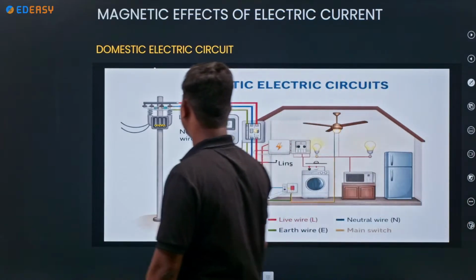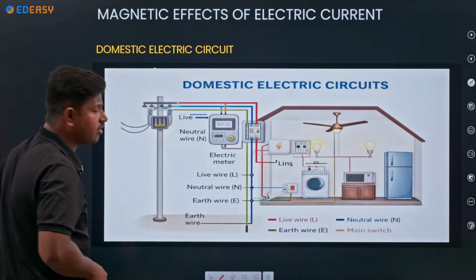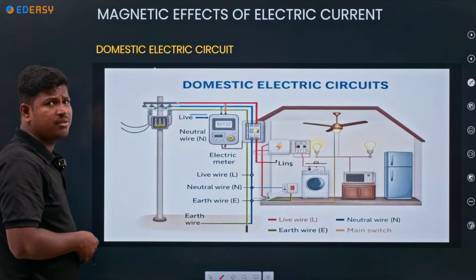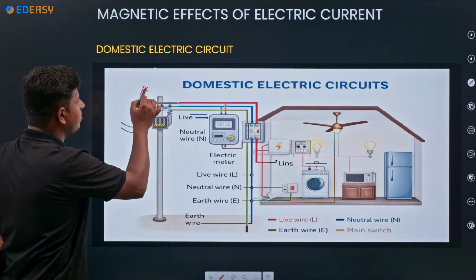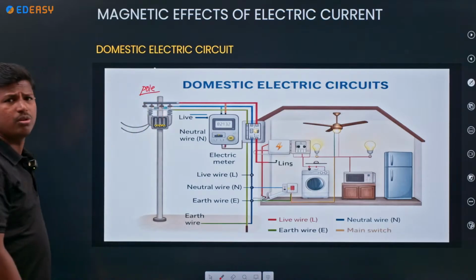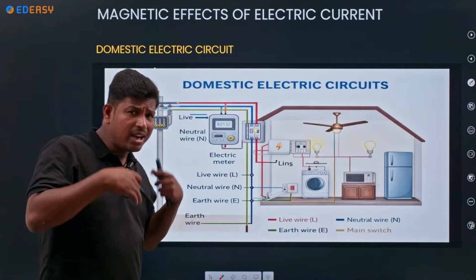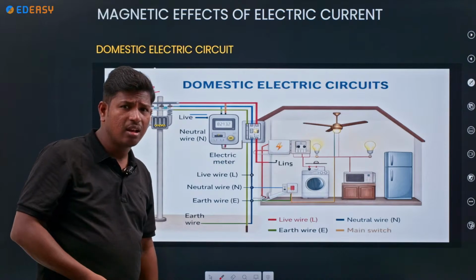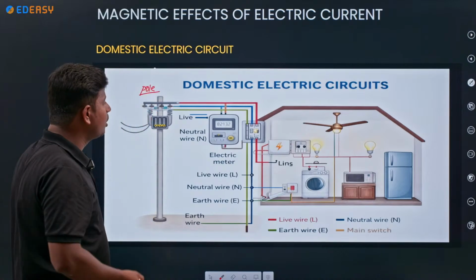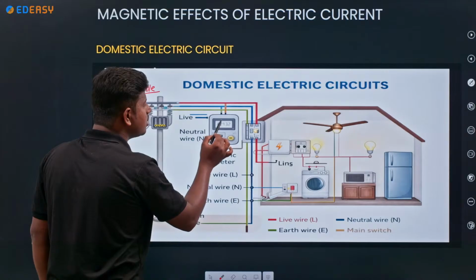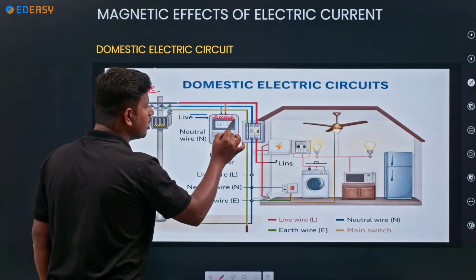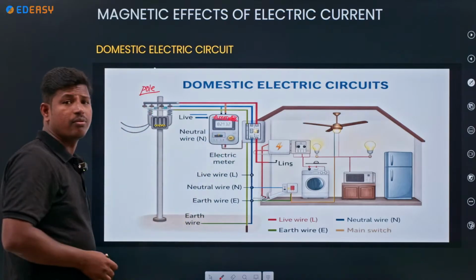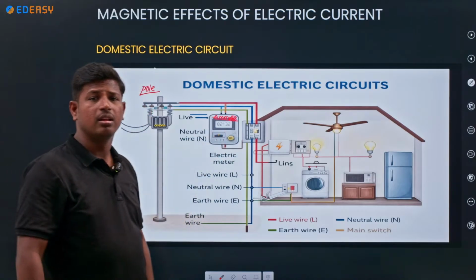See, if you observe the diagram briefly, where do we get most of the electricity from? From an electrical pole, right? From the poles only. From the pole we get it directly. Then through the meter. See, which is this? Ammeter. Where will you get it from?